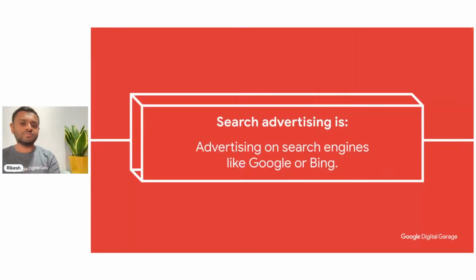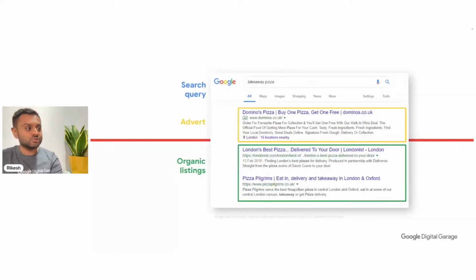So kicking off this session is search advertising, first and foremost. As you can see here on screen, it says advertising on search engines, whether it be the likes of Google, Bing, or other search engines out there as well. The best place to start is to dissect the anatomy of a search engine results page, which typically looks like this.